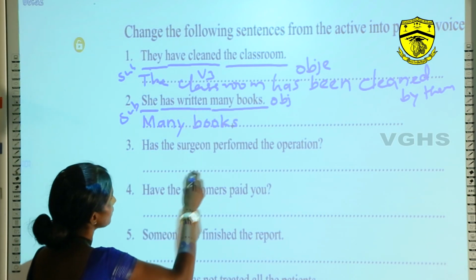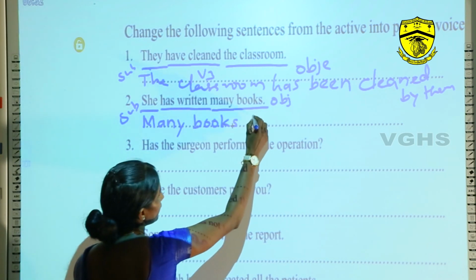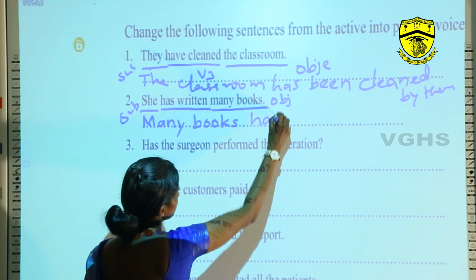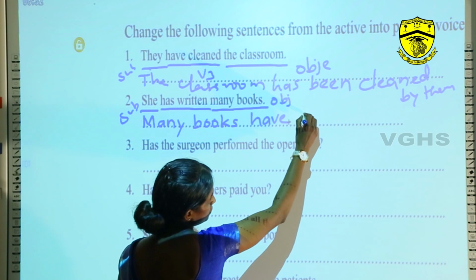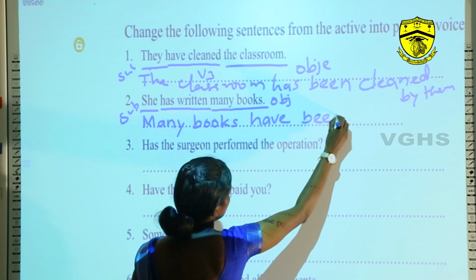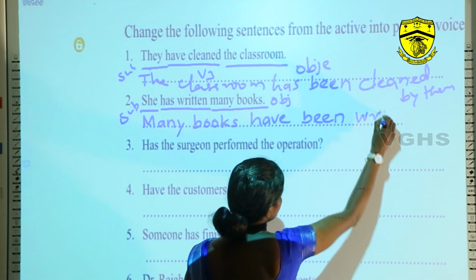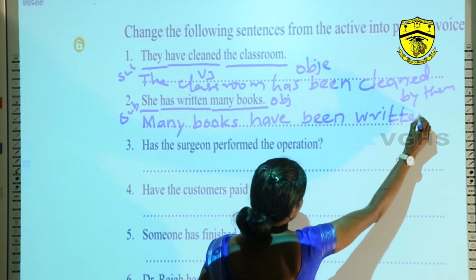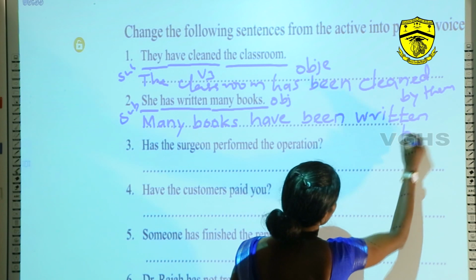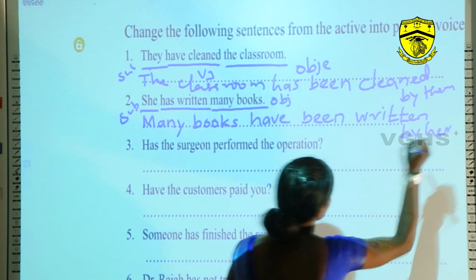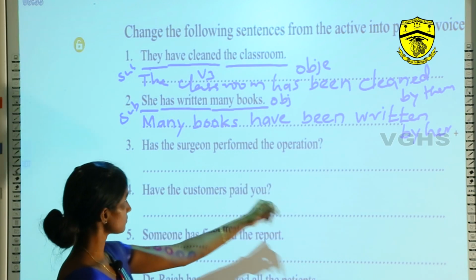Many books. Are many books singular or plural? Plural. So do we put have or has? Have. Many books have. Then what should we put? Been. Have been. Third form of the verb, written. Written by whom? By her. Many books have been written by her.